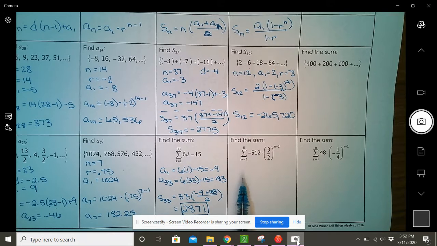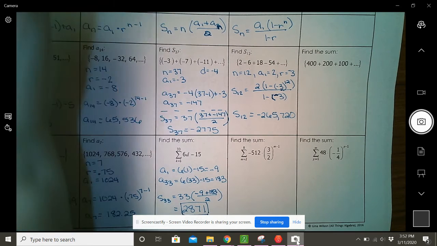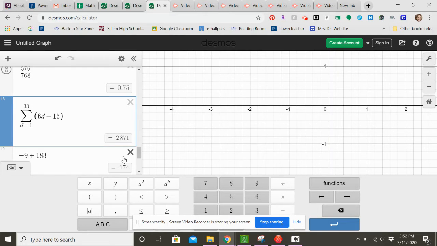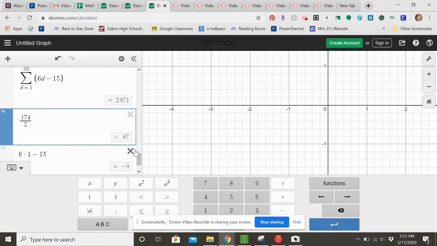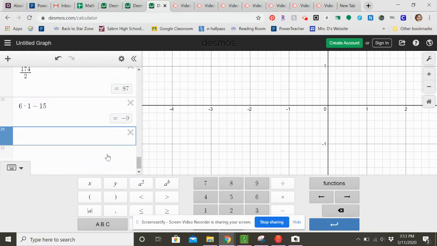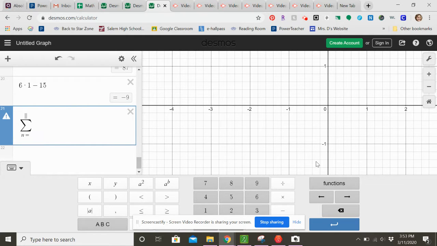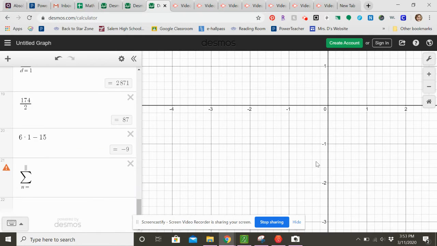You guys, as soon as you see a sigma notation, I hope you're just going to jump over into Desmos. So I'm going to go over into Desmos and do a better job this time of putting everything in the right spot. Got a lot of stuff here. All right, sigma notation. They're using an m as the variable.